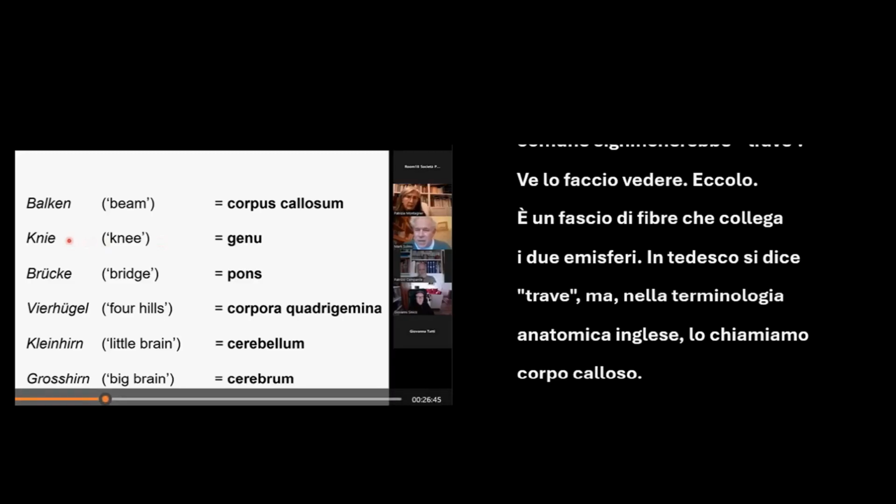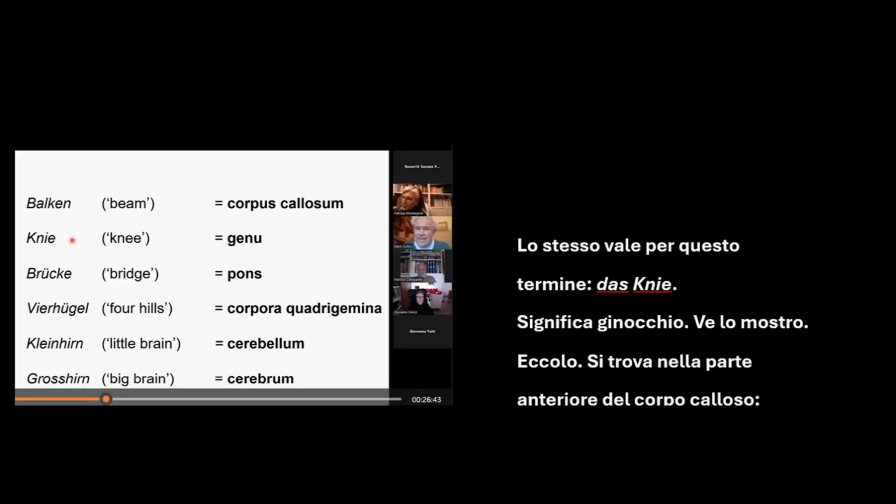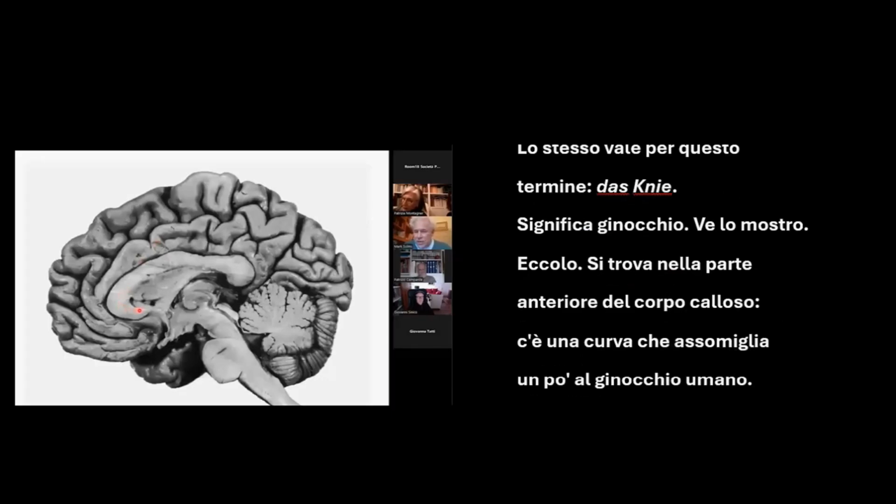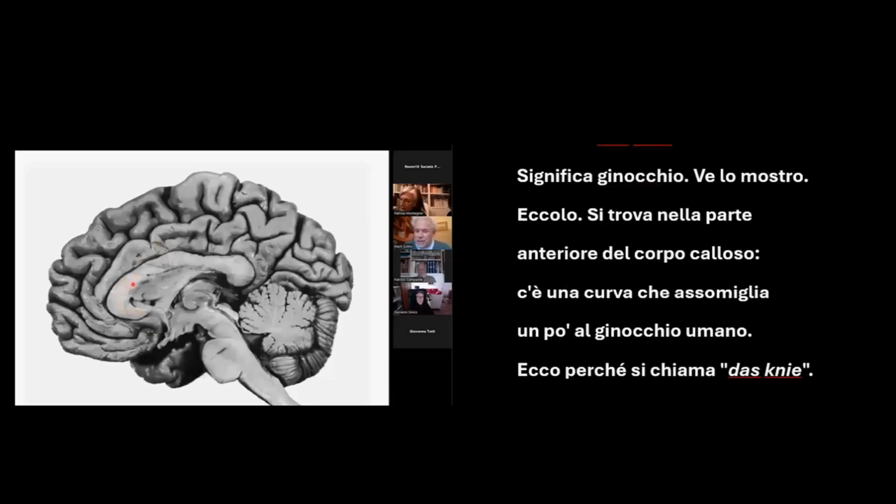The same applies to this term here, das Knie. It means the knee. I'll show it to you. Here it is. It's at the front of the corpus callosum. There is a bend which looks a bit like the human knee. That's why it's called das Knie.